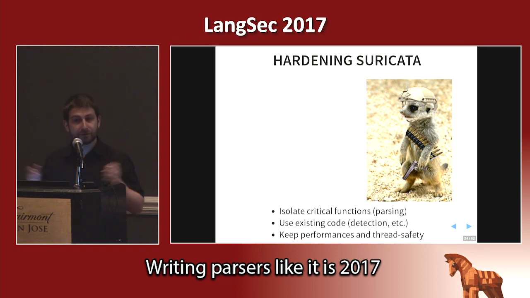I'll give you an overview of the method. Okay, so we'll try to isolate critical function. We want to rely on the existing code. We want to avoid rewriting the helper functions of the program itself. We want to use them, the logging function, the detection function, and so on. And we want to keep performances and thread safety mostly.